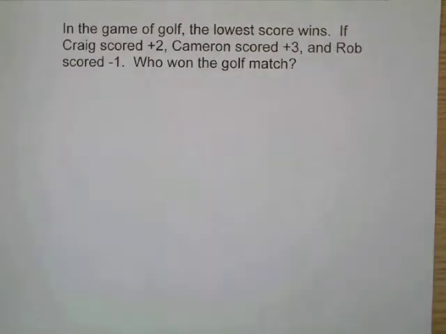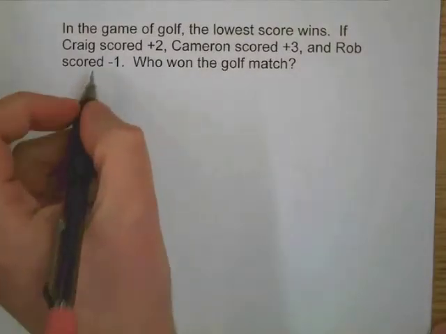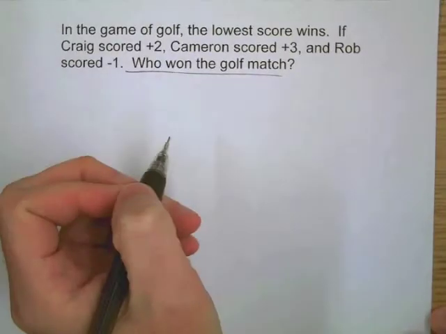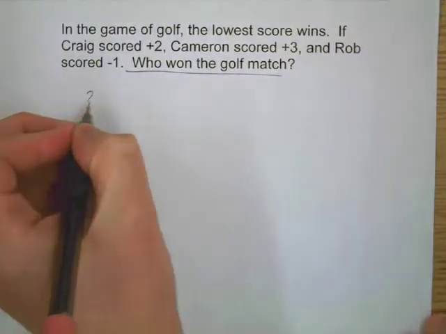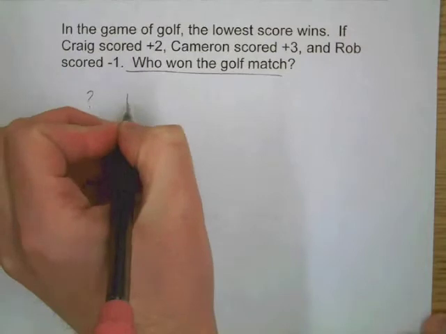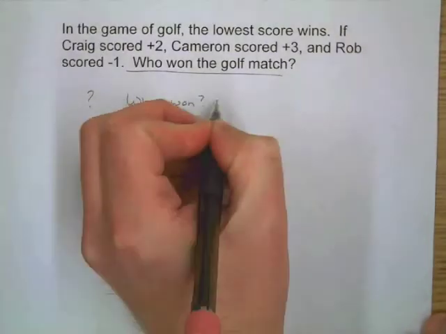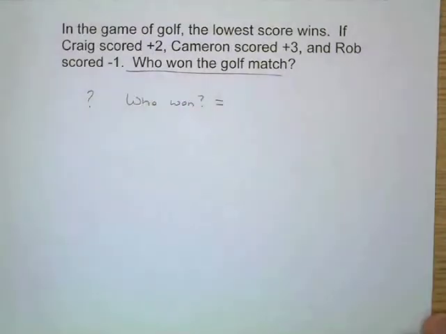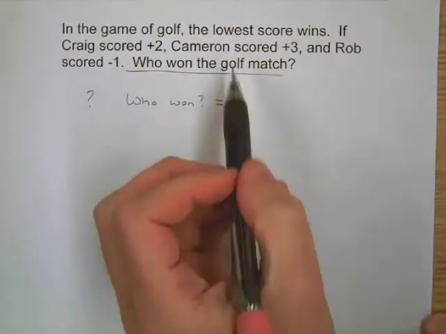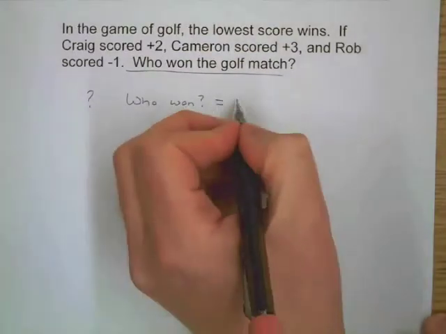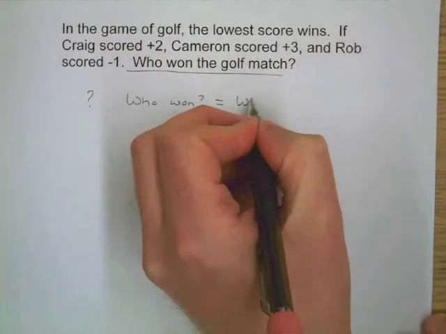So, like any problem solving, I want to make sure that I'm understanding the question exactly. So, I'm going to take a look and determine exactly what the question is. Well, here is our question. Who won the golf match? Our question is, who won? But, more specifically, I need to know how they're winning. And so if I look up here, it's the low score that wins. So who won is also equal to who had the lowest score.